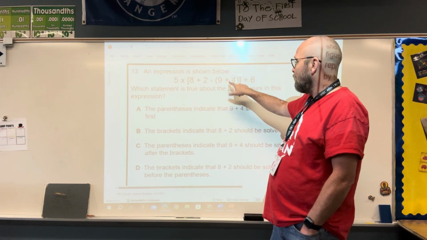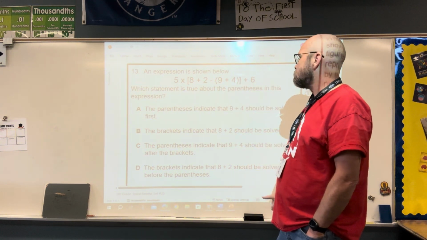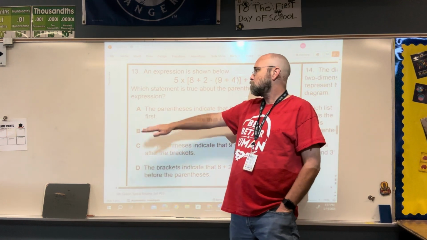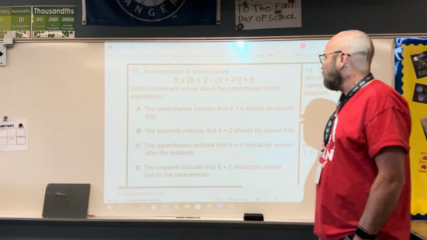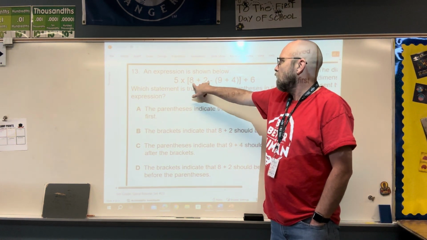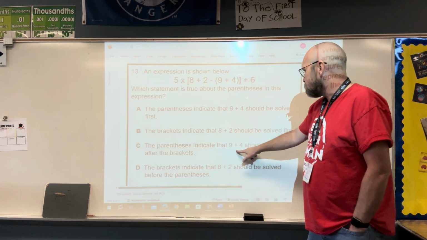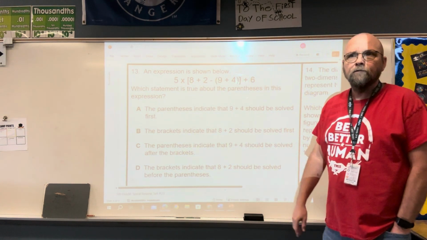9 plus 4 has to be solved first. The sum of 9 and 4 has to be solved first. So the parentheses indicate that 9 plus 4 should be solved first. That is my answer. B is incorrect because we have to start with the parentheses. C, it's not going to be solved after the brackets because it's inside the brackets, because you can't really have to do it after.